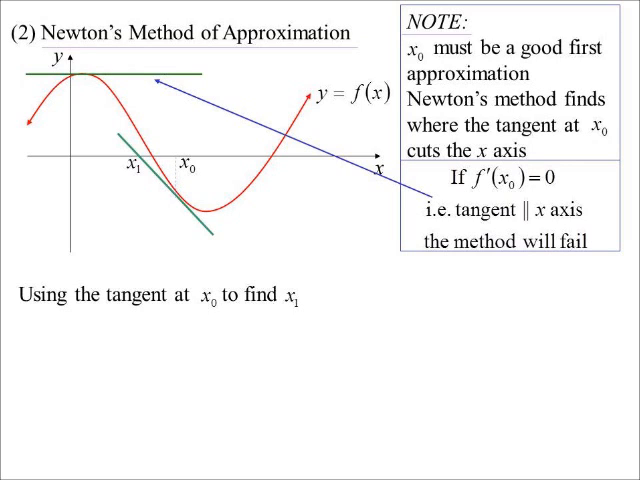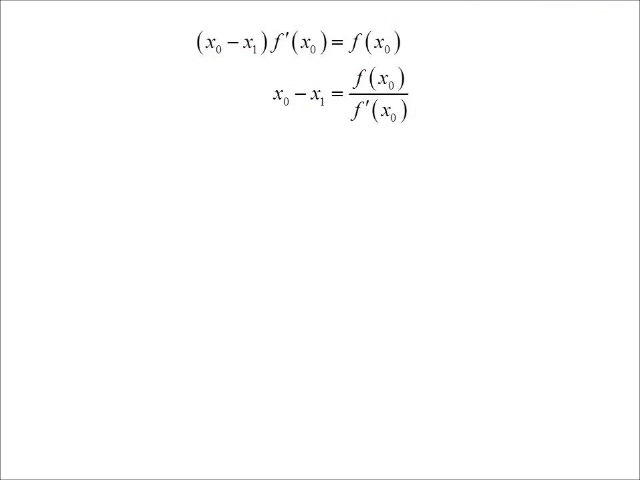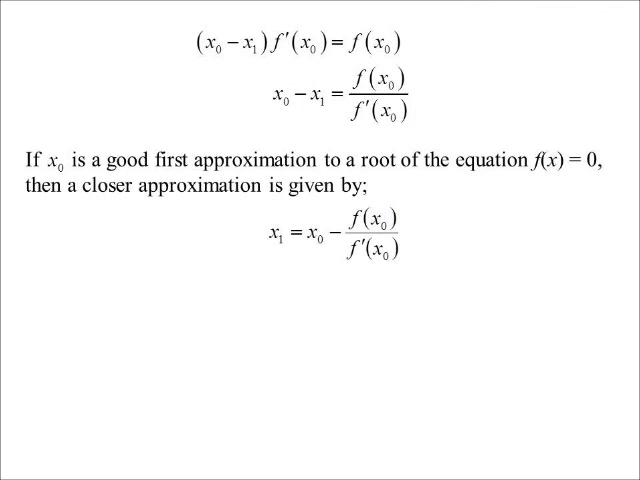Okay. So use the tangent to find x1. Here's how he came up with the formula. The slope of the tangent, of course, is f(x0) minus 0 over x0 minus x1, because obviously the y value at x1 is 0. So the derivative at x0 is equal to f(x0) minus 0 over x0 minus x1, because the slope of the tangent we know is the derivative at x0. Rearranging that, if x0 is a good first approximation, then we simply use this formula. So it's a rearrangement of it.